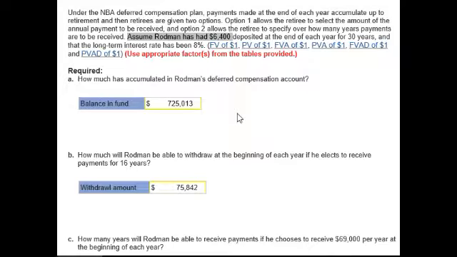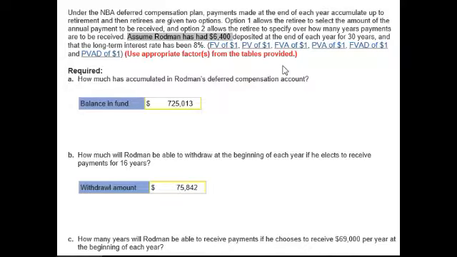So which annuity table? Well, since I don't know how much it's going to become in the future, it's asking how much has accumulated in Rodman's deferred compensation account. In 30 years, I don't know how much it's going to become. I'm depositing $6,400 every year at the end of year for 30 years. But in the future, in 30 years, how much is it going to become? That's the amount that I don't know in the future. So therefore, I'm going to go to future value annuity table.